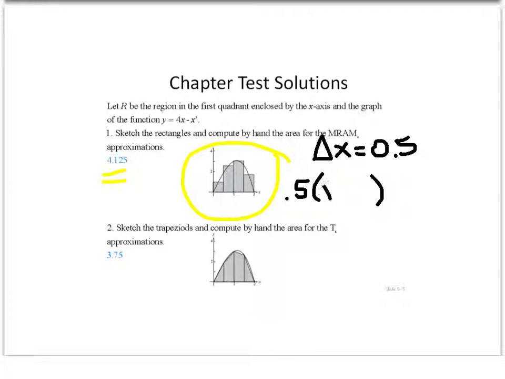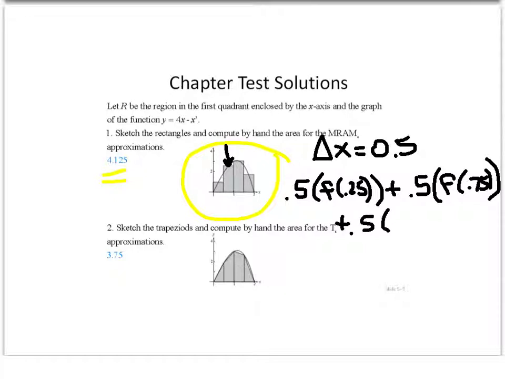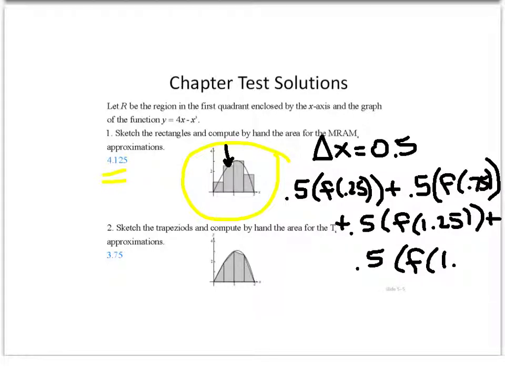So I'm going to substitute 0.25 into the function, which would be 4 times 0.25 minus 0.25 cubed. And then I would do that again. The base of my rectangle is 0.5, but this time you'll notice the height right there is between 0.5 and 1, which is 0.75. So the function evaluated when the x value is 0.75. And I continue this, showing the setup for each rectangle. Okay, this would be 1.25, and then last of all, we have the function evaluated at 1.75.